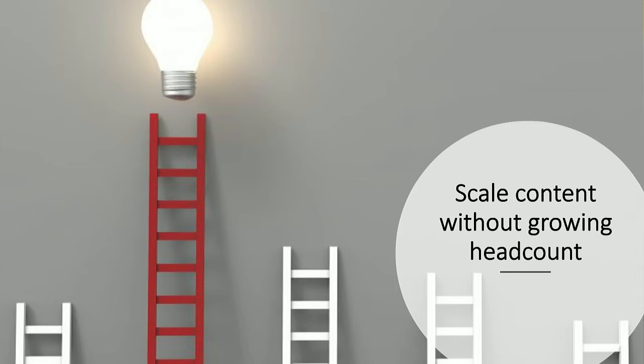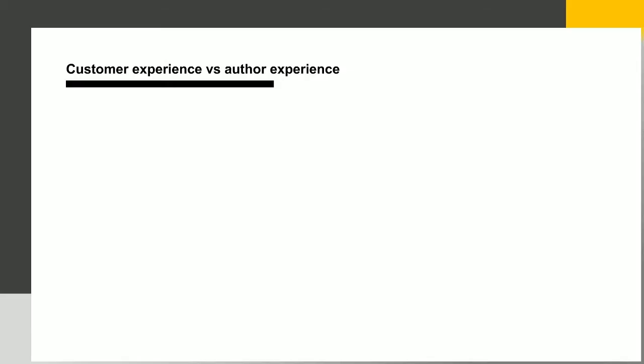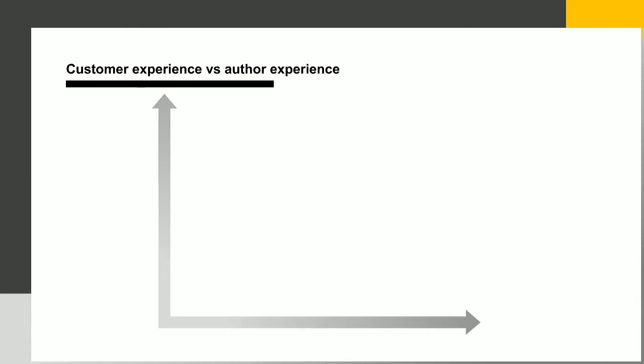And so I'm going to present a bit of a model before we get into the weeds with you guys. This is a model I developed that really is a 2x2 that pits customer experience against author experience. We have two axes. The bottom would be customer experience, the vertical one would be author experience, and we have 4 quadrants, of course.